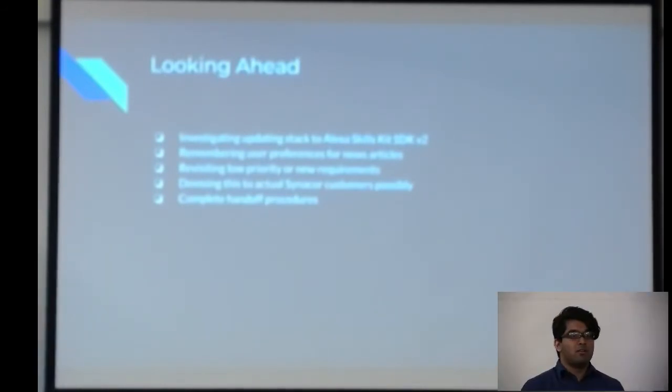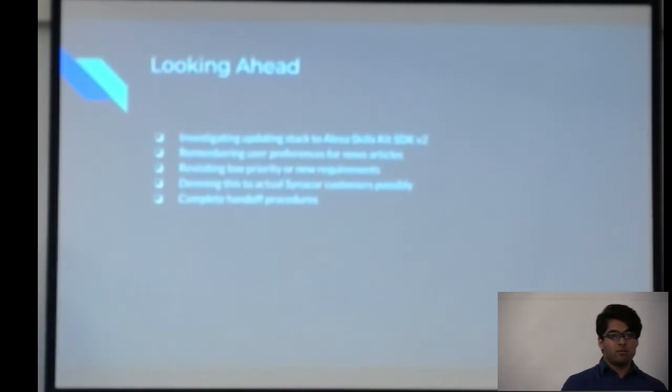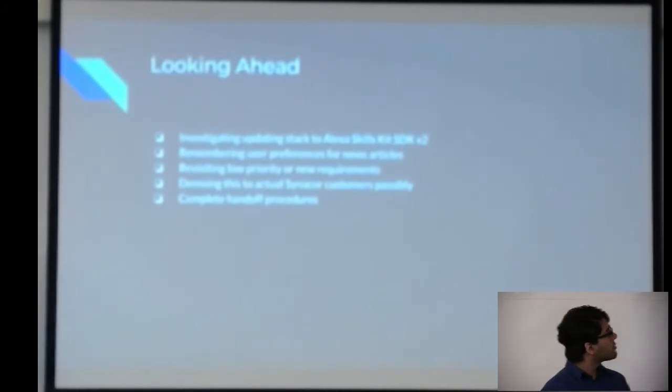In terms of what we're planning on doing in our next semester working on this project, we will be investigating version 2 of the Alexa Skills Kit SDK because it actually came out very recently. I think it was during our last spring. We realized that it was released, and upgrading to this actually takes a lot of effort. It's not completely compatible with version 1 of the Skills Kit, so we're looking into whether or not it's valuable and worth upgrading to.